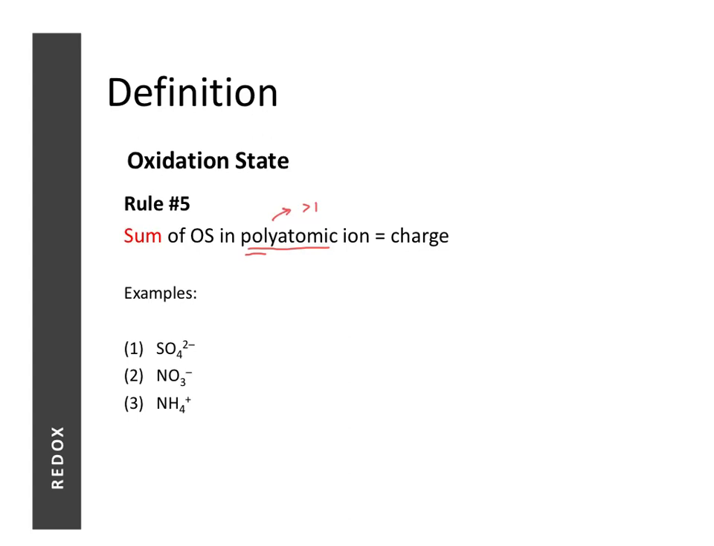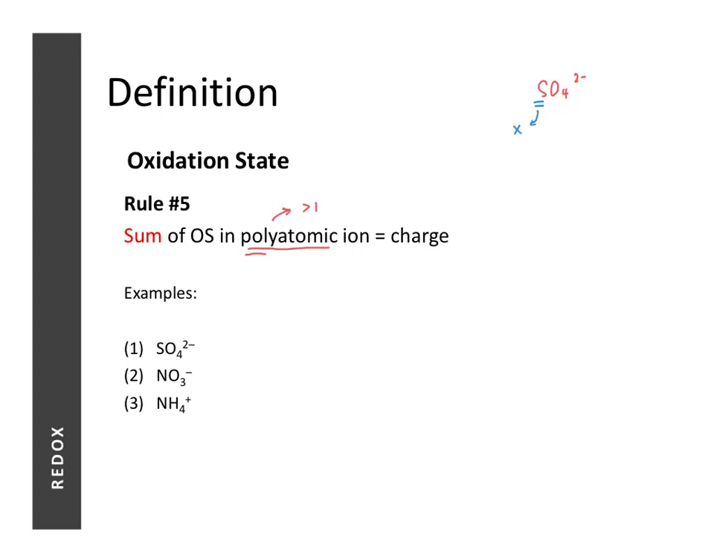So what is the rule? The rule is that if we sum up the oxidation states for all the atoms in the ion, it is equal to the charge. So how is that useful? If we look at example number 1, sulfate, SO4 2-. Does sulfur in sulfate have a fixed oxidation state? Answer is no. And how then do we obtain the oxidation state? We can use rule number 5.